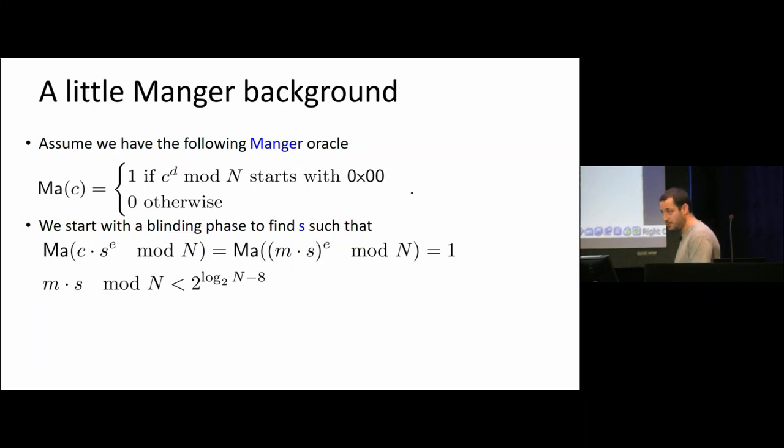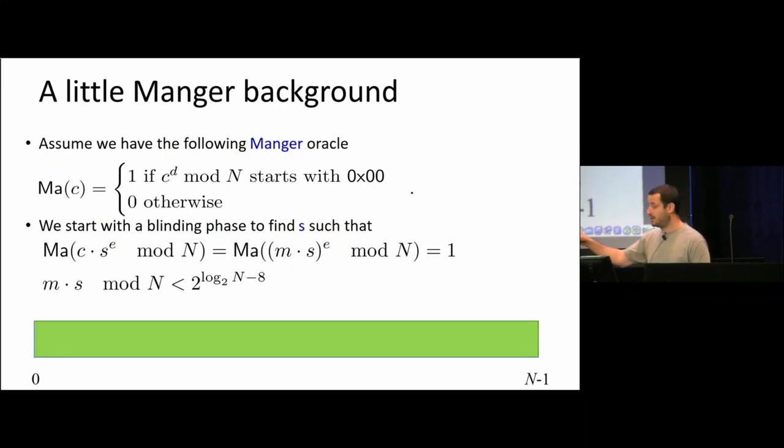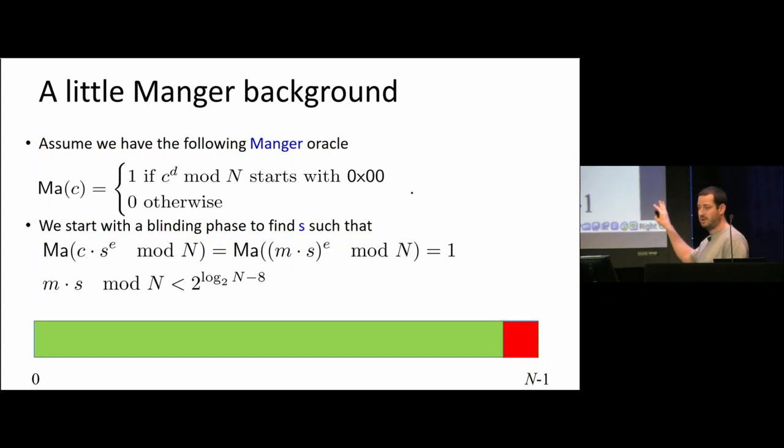And now we can start the attack with what we call a blinding phase, which basically means we're going to generate random S values. We're going to raise them to the public exponent E, multiply by the ciphertext, and then send them to our oracle. And if the oracle returns 1, it means that this M times S is a relatively small number. The top 8 bits are 0. So if we have the whole search space, for example, for all possible values of M times S, we now know that the top values are not possible anymore. So we reduced our search space.